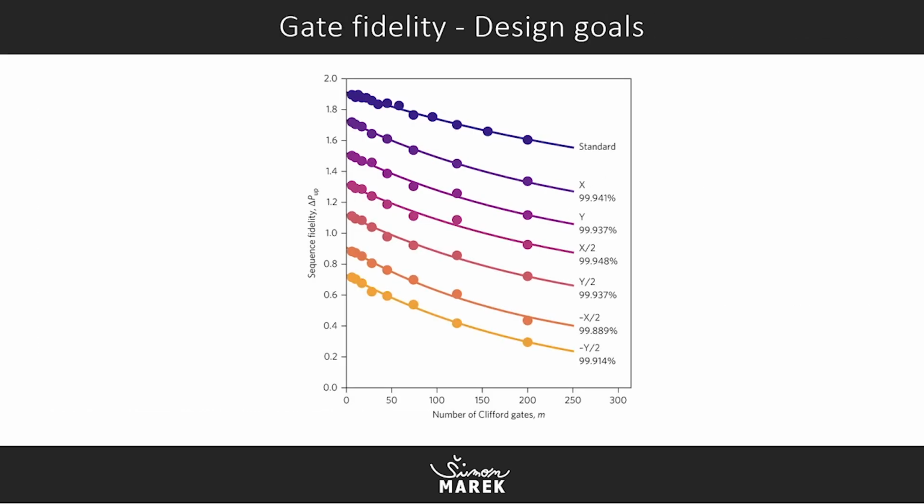Next thing we have here is a term called gate fidelity, which is our design goal. We aim for gate fidelity as high as possible, because this is what tells us how accurate our quantum computer is. So we aim for 99.999% gate fidelity if possible.